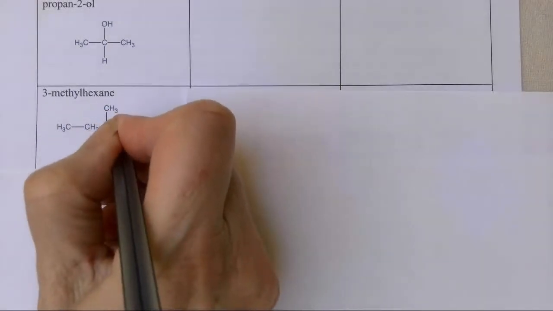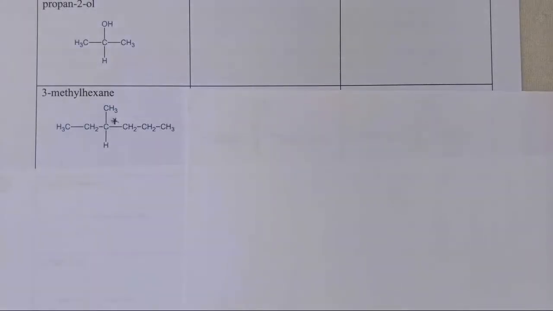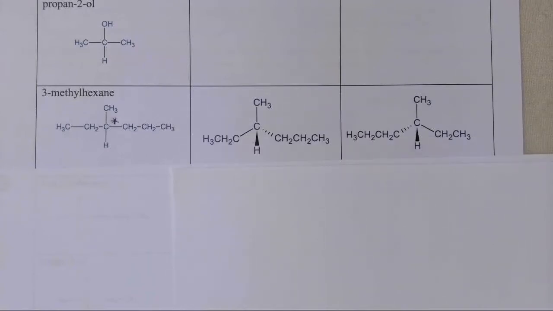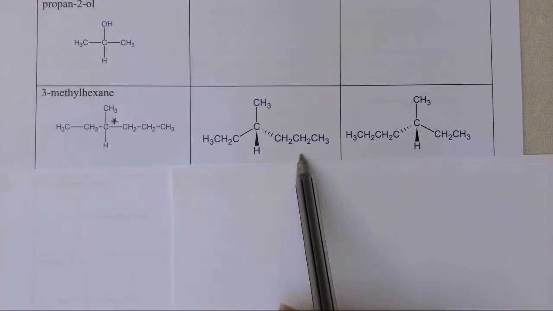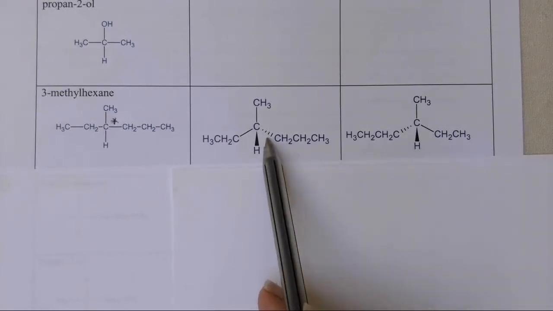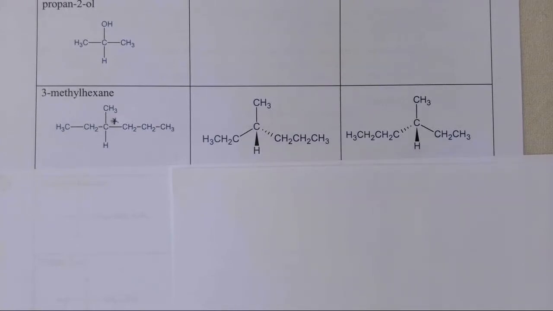If we move down now and have a look at the next one, 3-methylhexane. We've already had a look at this one, and we do have this chiral carbon here. So we would expect there to be, and there are, 2 optical isomers, where one is a mirror image of the other. Okay, notice the wedges, the dotted lines, and the 2 straight lines indicating a 3-dimensional arrangement.